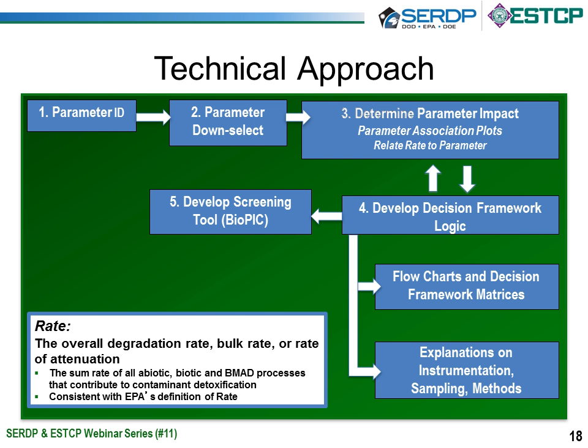We carried out this project in 5 tasks. The first task was to identify the parameters that were of interest, and the criteria that we used was the impact on the rate of attenuation. This was something that John suggested early on in the project, and it made sense because the definition is consistent with the OSWER directive. We then down-selected those parameters to a manageable size since we knew that for each one of those parameters, we were going to have to determine the impact on the rate of attenuation.